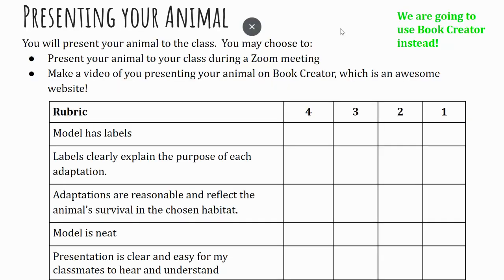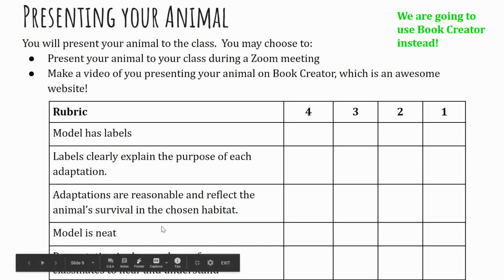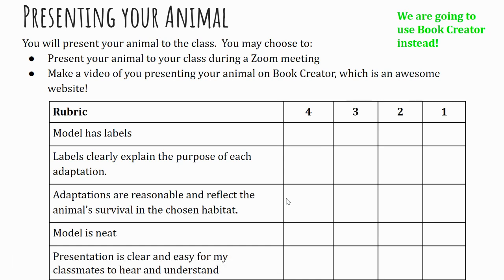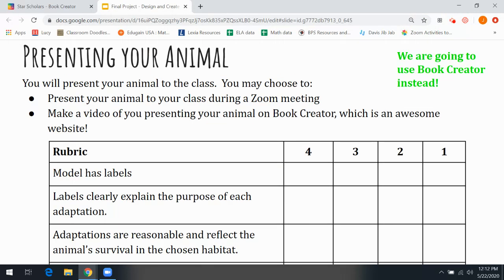Here is how we're going to grade it. So we are using Book Creator. Your model has labels. The labels explain the purpose. The adaptations are reasonable and reflect the animal's survival. Your model is nice and neat. And this is covered up down here, so that'll go away. The presentation is clear and easy for your classmates to hear and understand. All right, so let's head over to Book Creator, keeping in mind these expectations, and make a book.